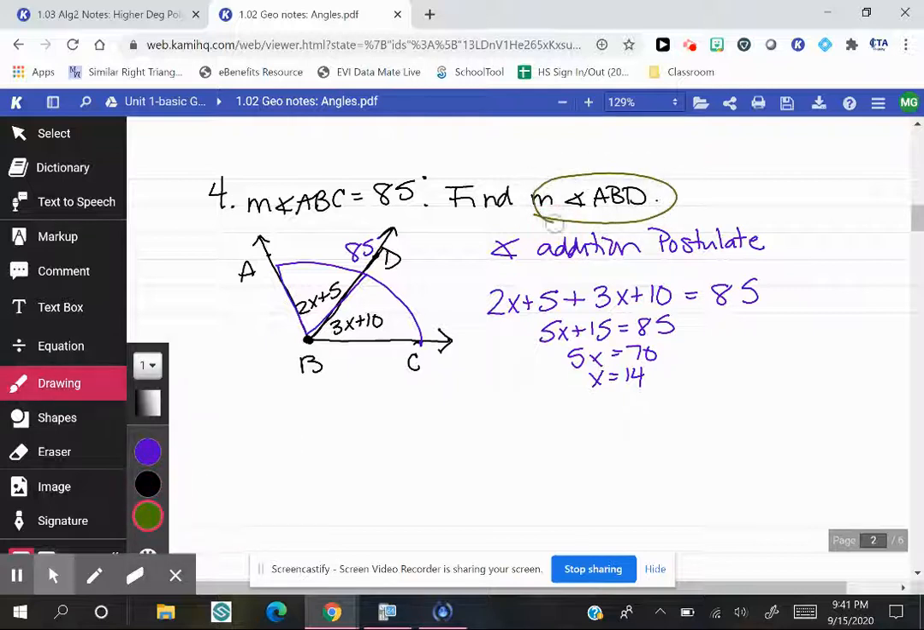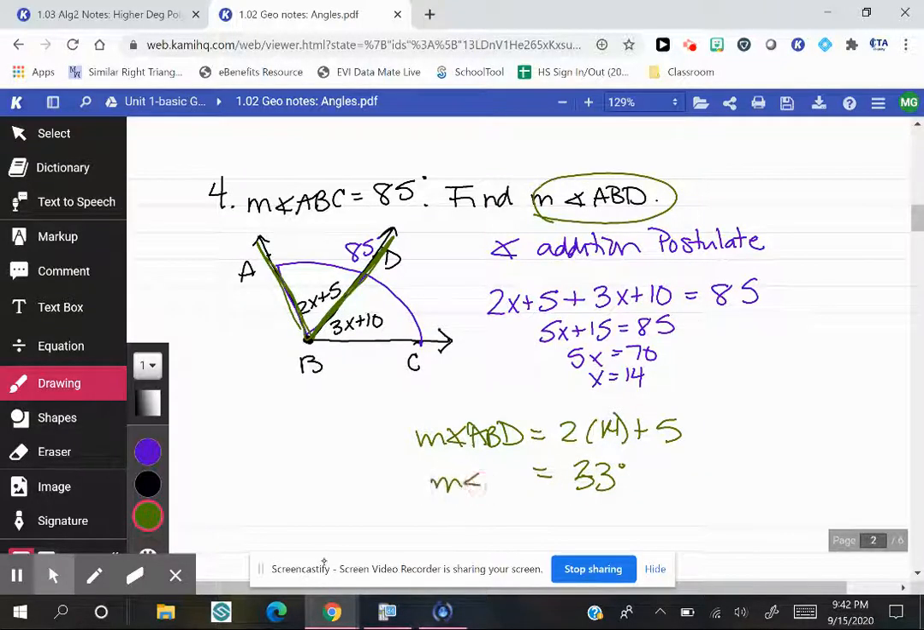Always make sure that you've answered the question. It didn't ask me to find x, it asked me to find the measure of angle ABD. So now that I found x, I want to substitute back in. That would be 2 times 14 plus 5, which would give us 28 plus 5, which is 33 degrees.